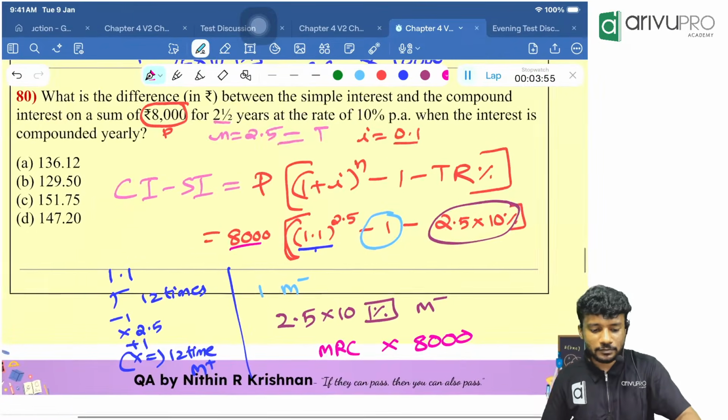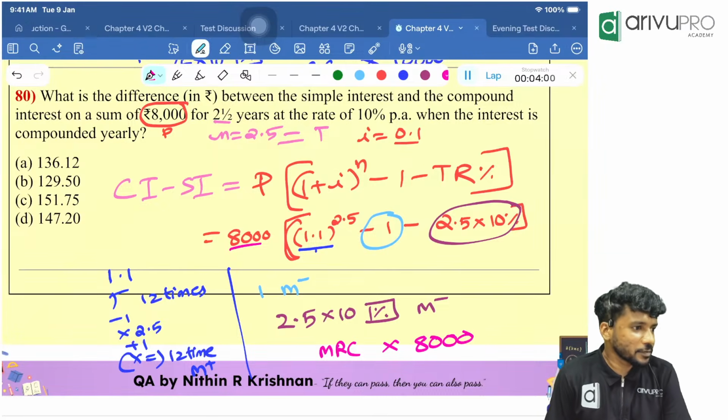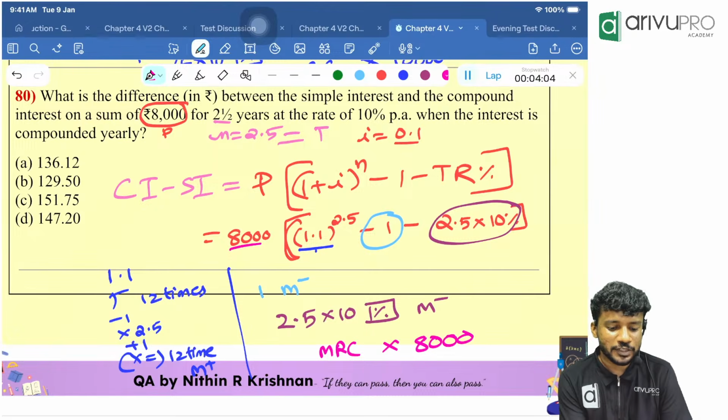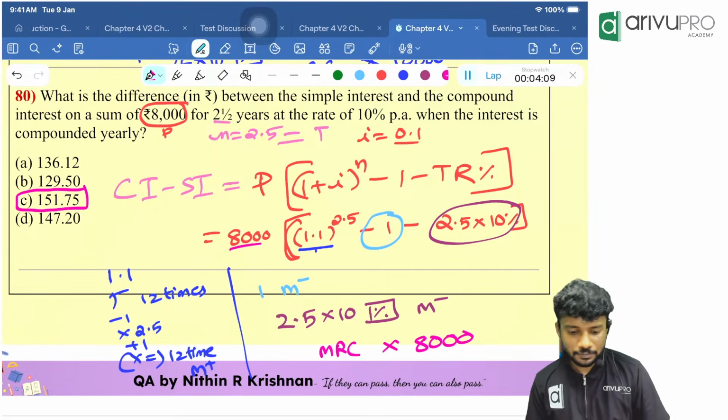Try. You'll get 152 something. Are you getting 152 something? Yes, that's your answer. Nearest answer is what? Nearest to 152, which is there? 151.75. Okay, try.